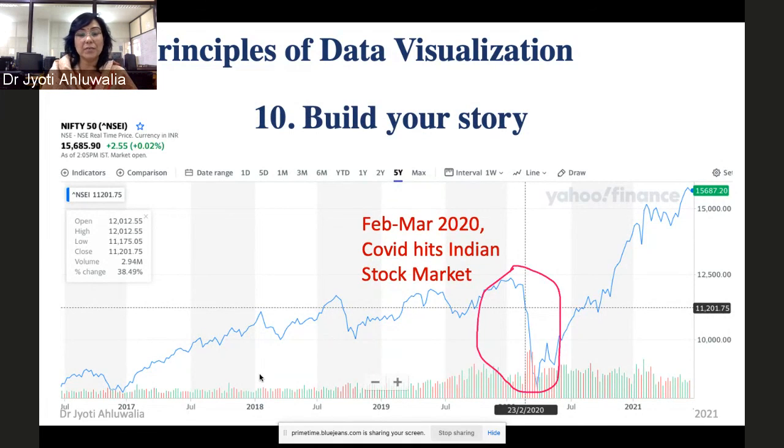So for example, in this chart, we see that there's a huge decrease in the stock market during February-March 2020, and then it caught up. So if you want to focus on the change in the stock market values at NSE, you can highlight it and build your story that the reason why this went down during February-March was COVID, that hit the country and the stock market. So building a story, once you have all the previous core principles in place and you know the context for which you're making the visualization, comes easy.